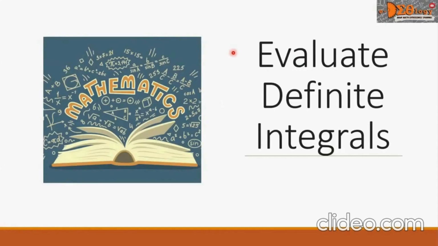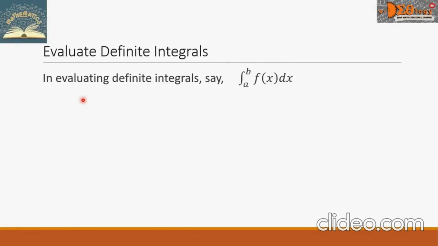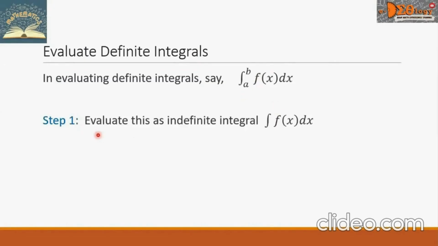Today, we're going to evaluate definite integrals. In evaluating definite integrals, say the integral from a to b of f of x dx, step 1 is to evaluate this as an indefinite integral, that is, the integral of f of x dx. The result is capital F of x. This time, we will not add the c.